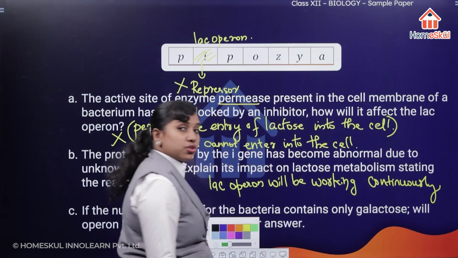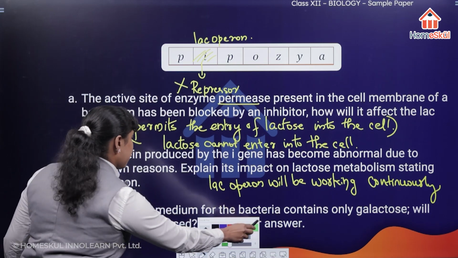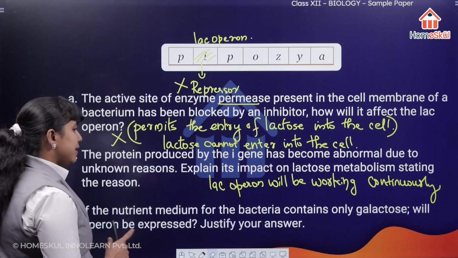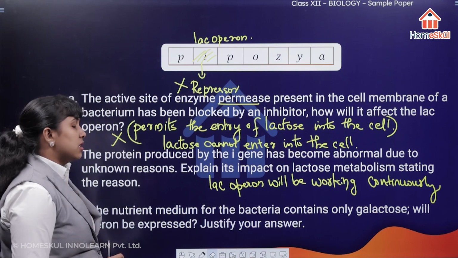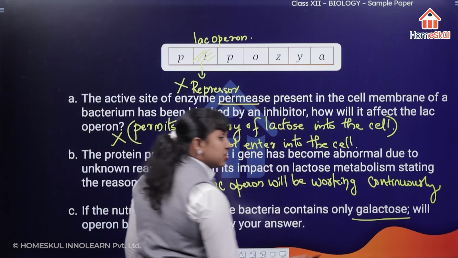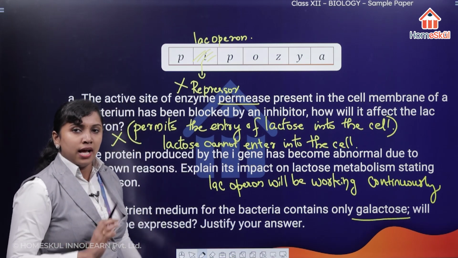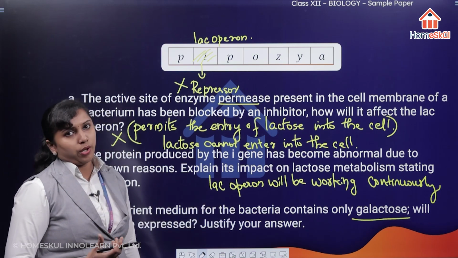It will not be switched off. It is switched on continuously. And see the last part of the question. If the nutrient medium for the bacteria contains only galactose, will the operon be expressed? Justify your answer. Galactose is not an inducer. Only lactose acts as an inducer, right? Lactose or allolactose acts as an inducer for this operon.